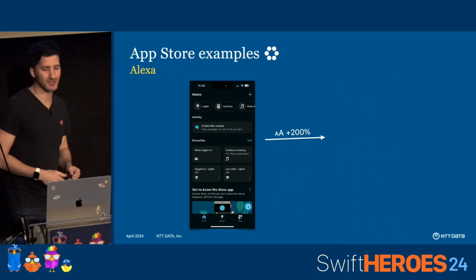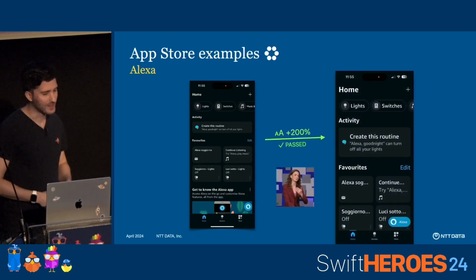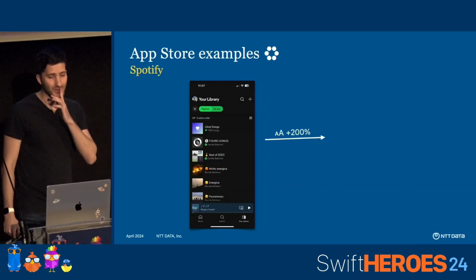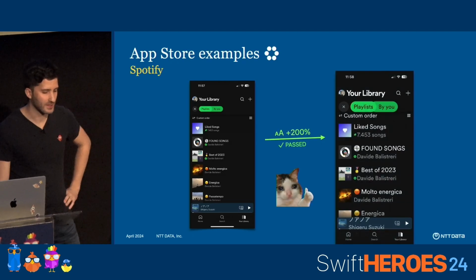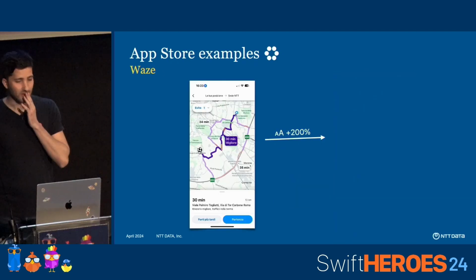What about the Amazon Assistant? It passes too, nice. What about Spotify? Spotify did a good job at adapting its layout. Let's try with Waze.